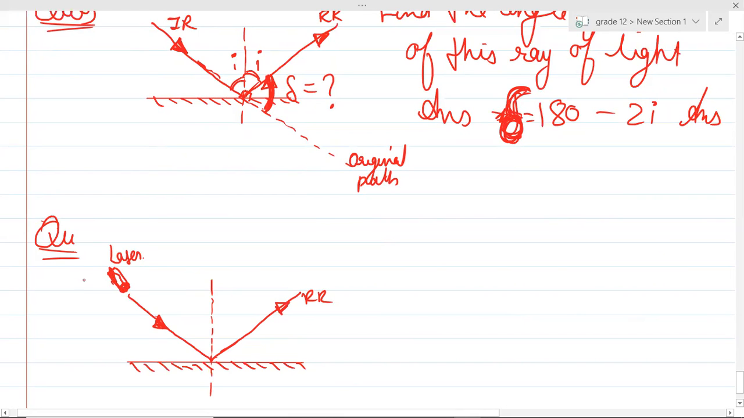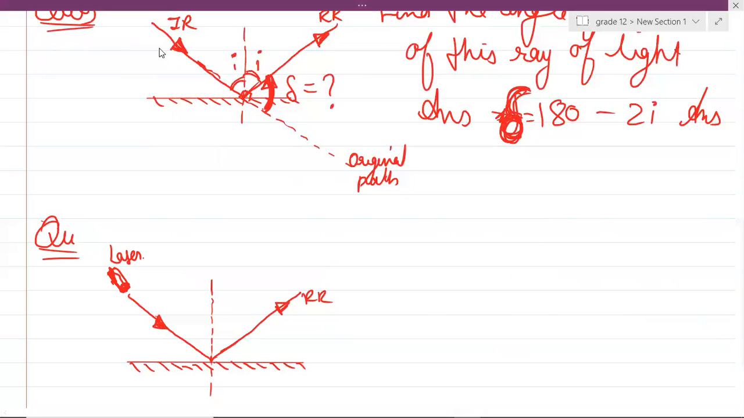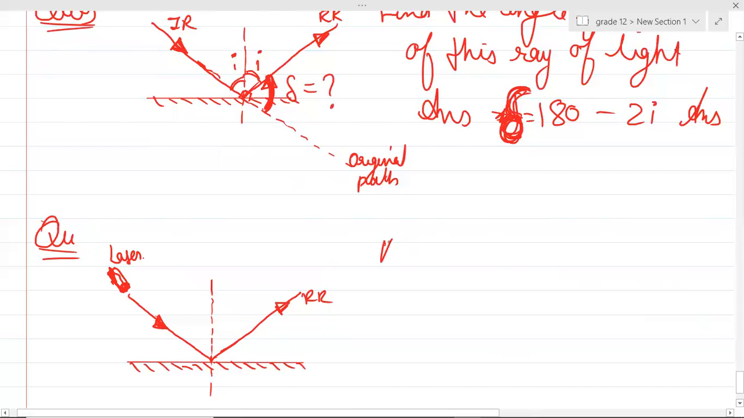So suppose I have a laser and I have pointed this laser at this particular mirror. What happens? This reflected ray goes like this, following the normal laws of reflection, right? Yes or no? Yes, sir.